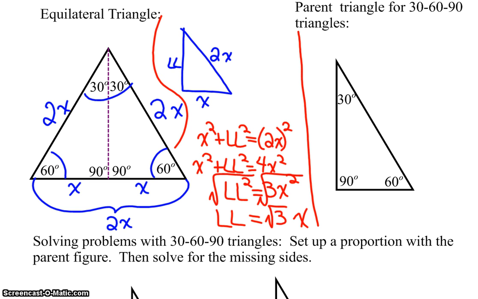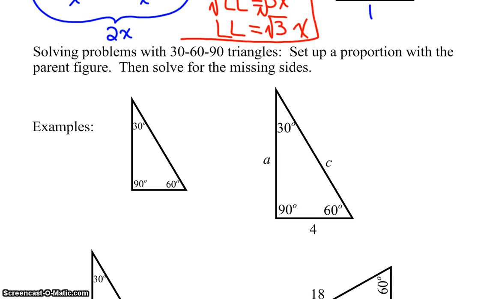Now, using the simplest numbers that we possibly can, that means that the short side of our triangle in the simplest form would be 1. The hypotenuse is going to be twice as long, so it's 2. And then following through with the Pythagorean theorem, we would come up with the long leg is the square root of 3. This is going to be our parent triangle. We're going to use this to set up each of our proportions to find missing parts of other triangles.